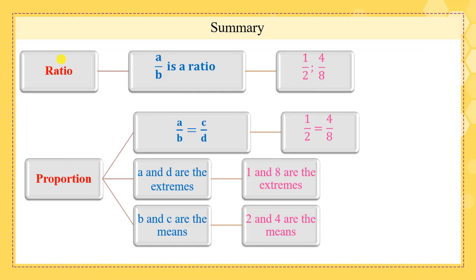In this video, we have learned that a ratio is represented by a fraction a over b, and a proportion is equality of ratios. In the proportion a over b equals c over d, a and d are the extremes, and b and c are the means. For example, the two ratios 1 over 2 and 4 over 8 are equal, so they form a proportion, where 1 and 8 are the extremes, and 2 and 4 are the means.